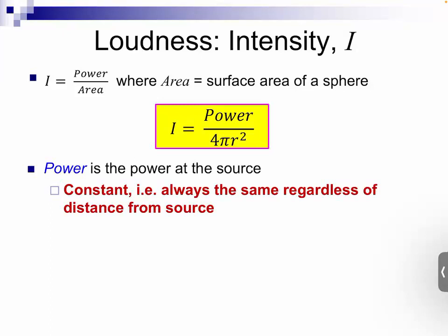Okay, right? So power is the power at the source, how much sound is coming from the source. It's constant because it's always the same regardless of the distance from the source. So power is the same regardless of where you are in the room. The power of the sound coming from this microphone is the same, but the loudness will change depending on the distance r from the source.